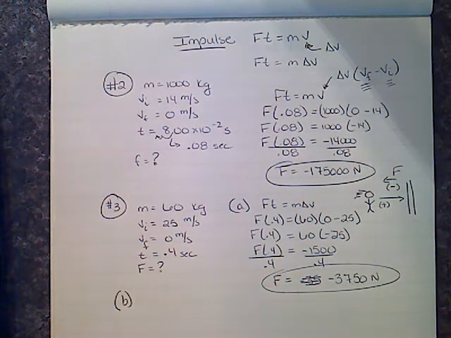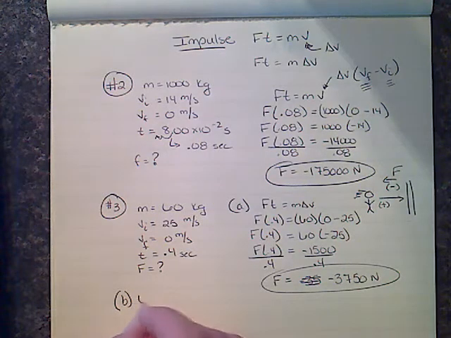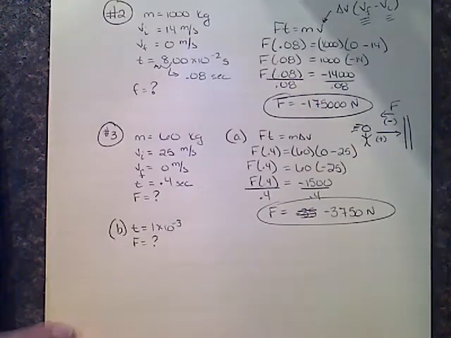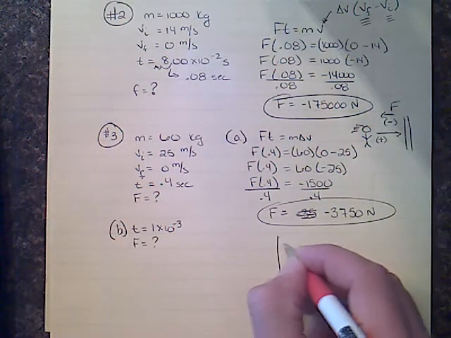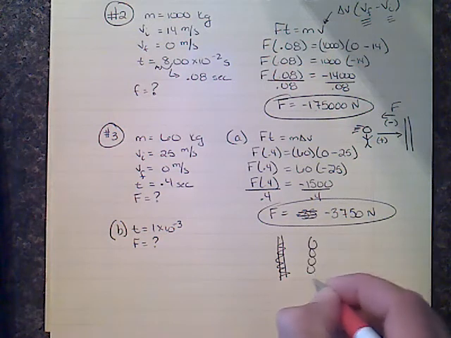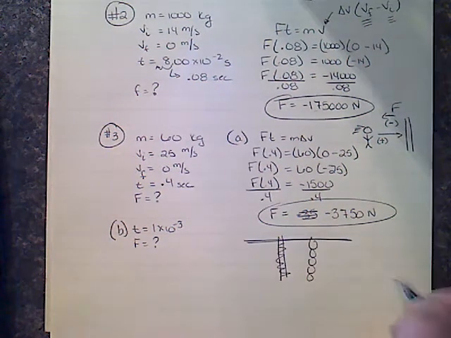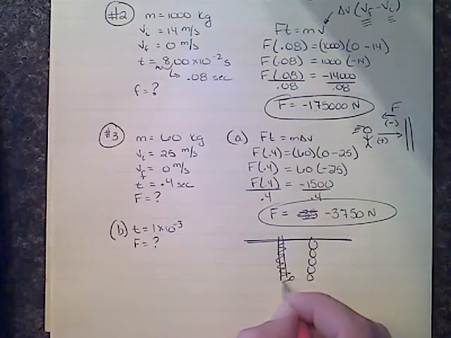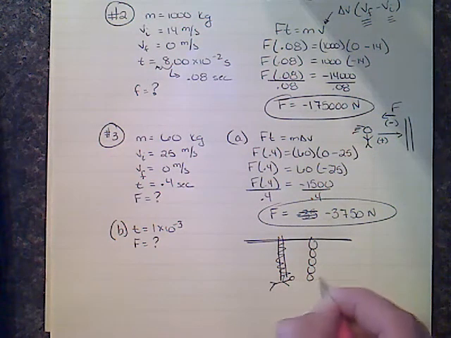Let's look at B. B says if she had not been wearing a seatbelt and the windshield had stopped her head in that given amount of time, so we have a new time here, 1 times 10 to the negative third, what was the average force? All right, back when I first started to introduce this to you, I wanted you to think of a bungee jumper. That's the bungee, and someone with a chain jumping from a bridge. So this guy, and then you got this guy.